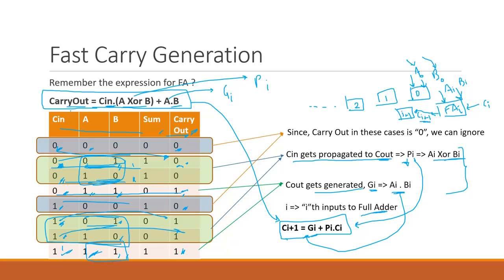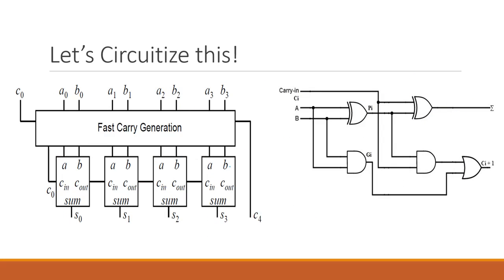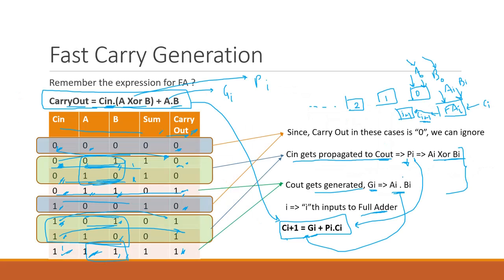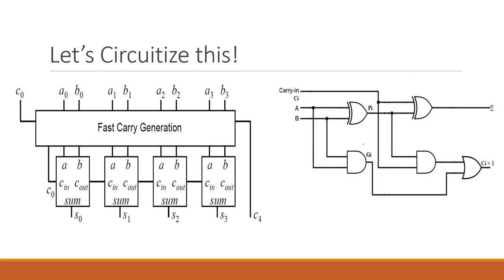We can immediately get rid of this C in because of this. We'll see how. This is what the circuit looks like. You don't have to get scared over here, it's very simple. The expression for Pi is A XOR B, and the expression for Gi is Ai AND Bi, so that is this. And the carry Ci plus 1 is basically Pi and Ci plus Gi. So that is what we get as this one.